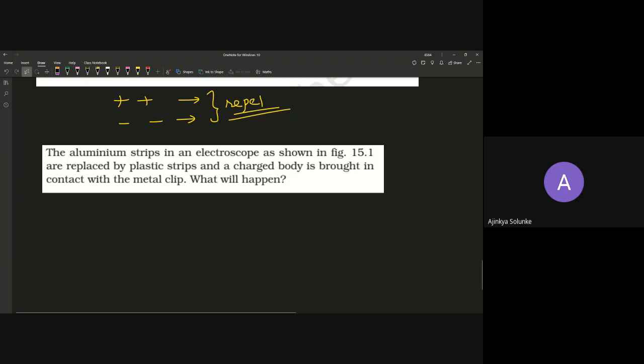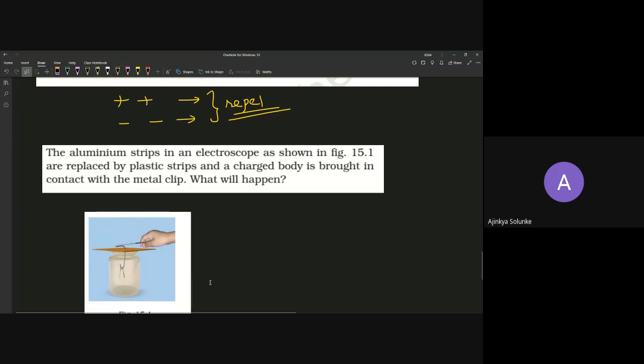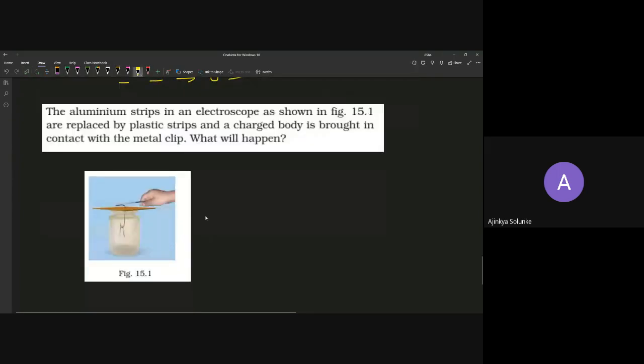The next question for you is in terms of the electroscope. They are saying, the aluminum strips in the electroscope, as shown in figure 15.1, are replaced by plastic strips and a charged body is brought in contact with the metal clip. What will happen? Initially it was aluminum. Later on, they replaced it with plastic. So this is plastic right now.